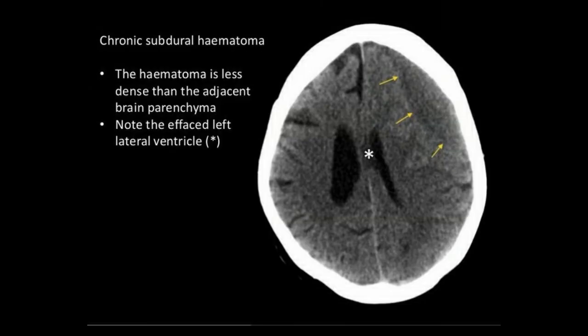This is the case of chronic subdural hematoma. In this hematoma, the hematoma is less dense than the adjacent brain parenchyma. Note the affected left lateral ventricle.